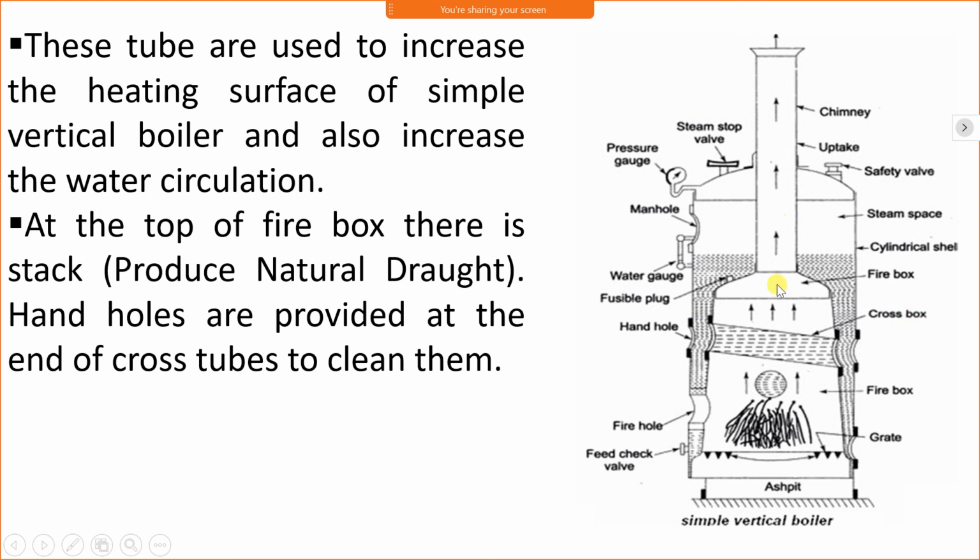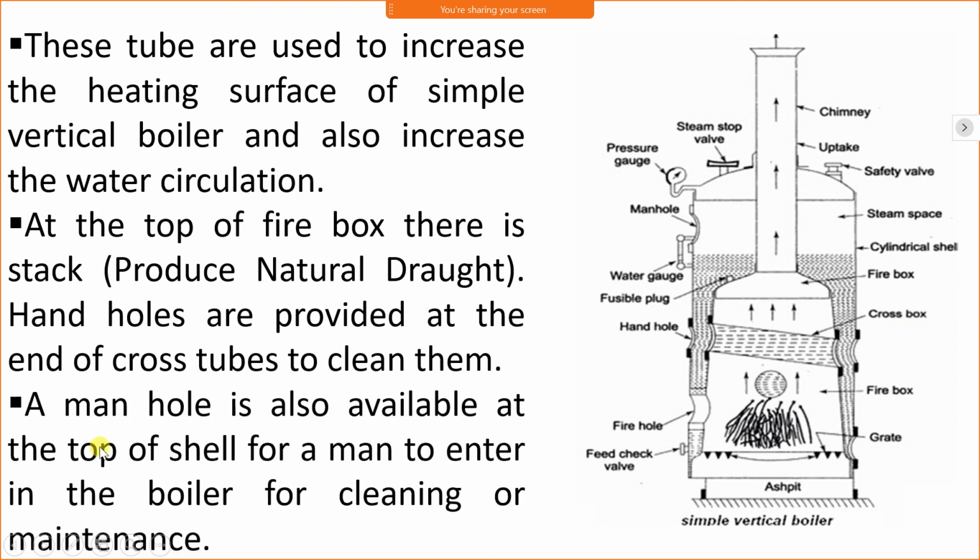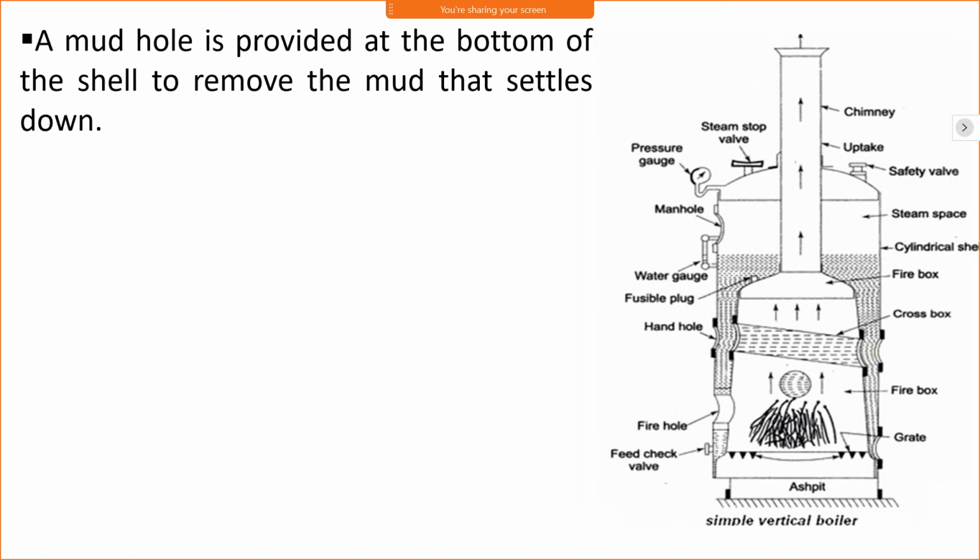A manhole is also available at the top of the shell for a man to enter the boiler for cleaning and maintenance. Look here, this is a manhole. Hand holes are provided at the end of the cross tubes for cleaning the cross tubes. The mud hole is provided at the bottom of the shell to remove the mud that settles down.